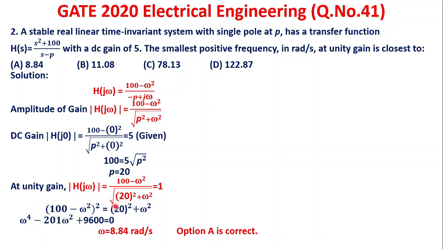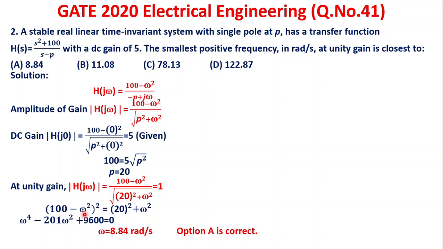So if we square this, a minus b whole square form, a square plus b square minus 2ab. So a minus b whole square is a square plus b square minus 2ab. So a square means we will get 10,000. Here we have 20 square, 400. When we operate here, it becomes 9,600.